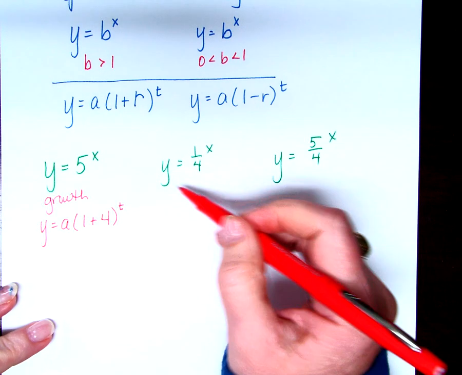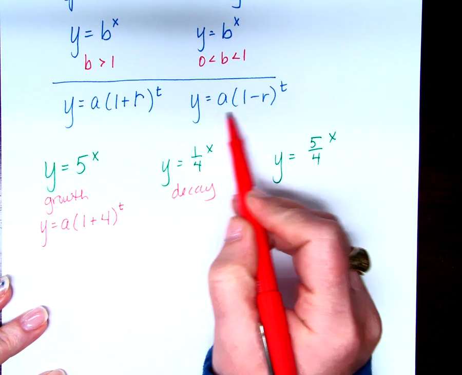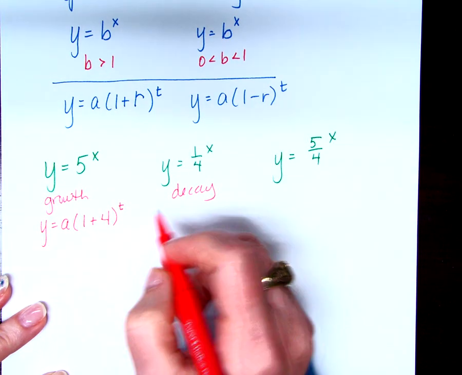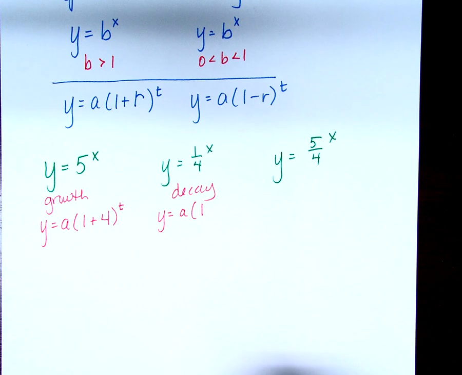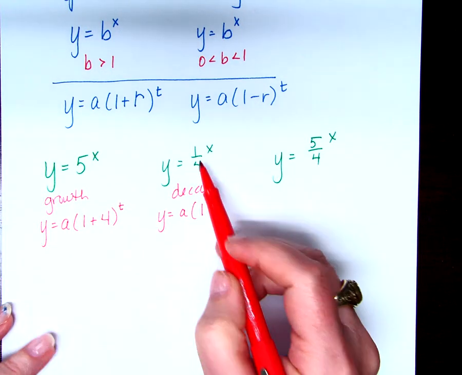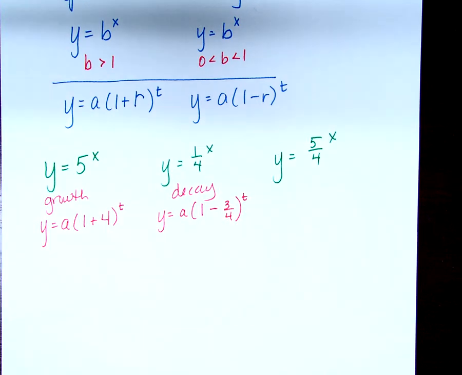Okay. All right, what about here? Is this growth or decay? Decay. Can you rewrite it into this form right here? Y equals a times 1 minus what is going to equal 1/4? Oh, 3/4 to the t power. Well, 3/4 is what decimal? 0.75, right? And so what rate is it decaying at? 75%. Does everybody understand that?